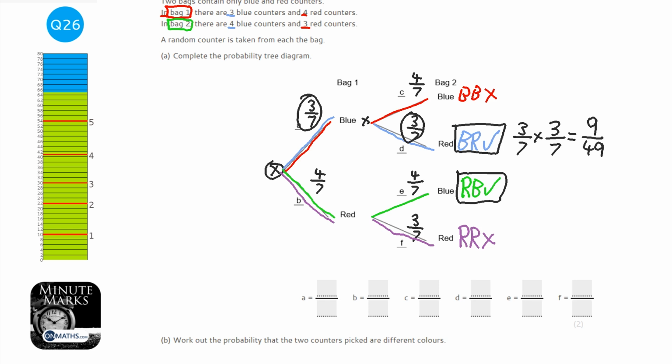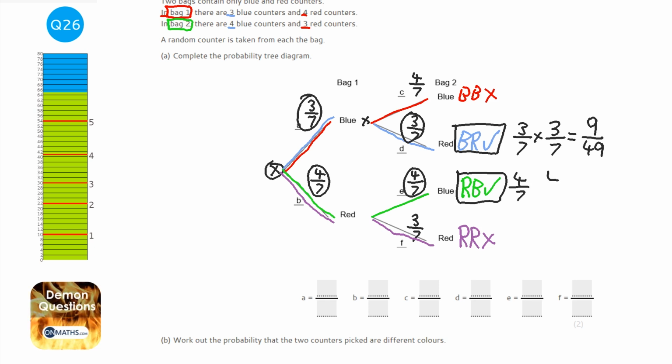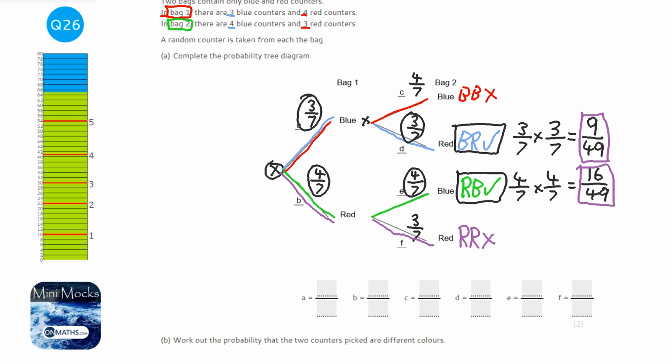Let's do the same with the red and then blue. So we passed a 4 over 7, and we passed another 4 over 7. And let's times them. So that's going to be 16 over 49. Now this is the problem, is we end up with two fractions. Well, we need one answer, so we need to find some way of combining those together.